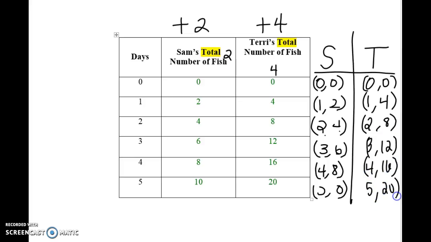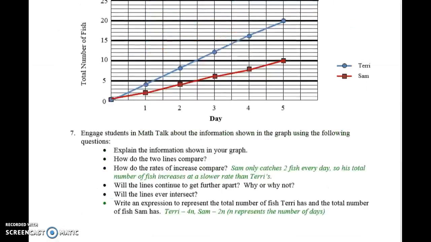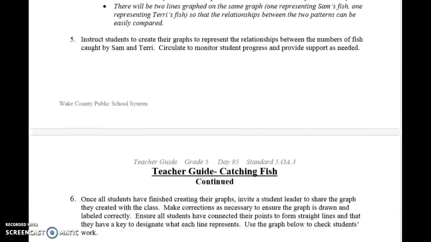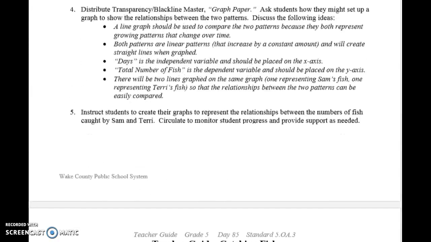Now, the other thing that I want you to notice is how I did the chart, and then when I used my ordered pairs, I put them directly beside the chart. So I don't have to keep flipping back and forth and looking at it. I go ahead and generate my ordered pairs, and then I can easily graph them. Let's go back and look at the graph and see what kind of questions they wanted us to focus on for those. Let's see.